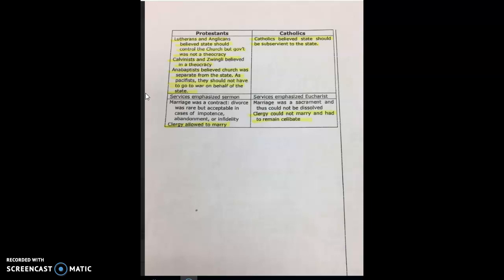Anabaptists believe that the church is separate from the state. And remember, they are pacifists, so they should not have to go to war on behalf of the state. The Anabaptists aren't about taking an oath to any person or country. And again, as a pacifist, they are very peaceful individuals and don't believe in going to war. Whereas the Catholics, they believe the state should be subservient to the state, which means the state is in control. Okay? They are absolutely in complete control.